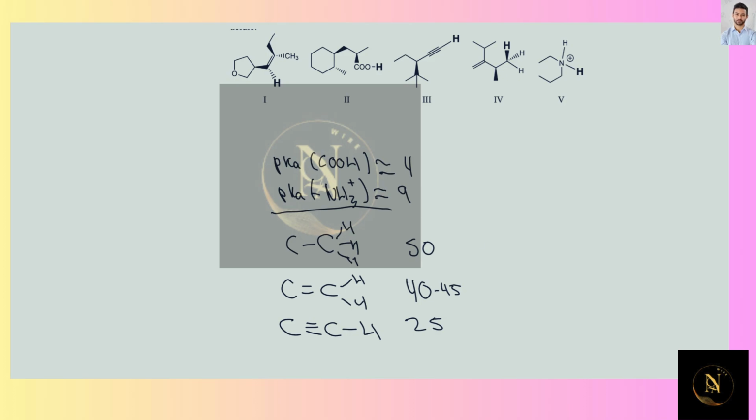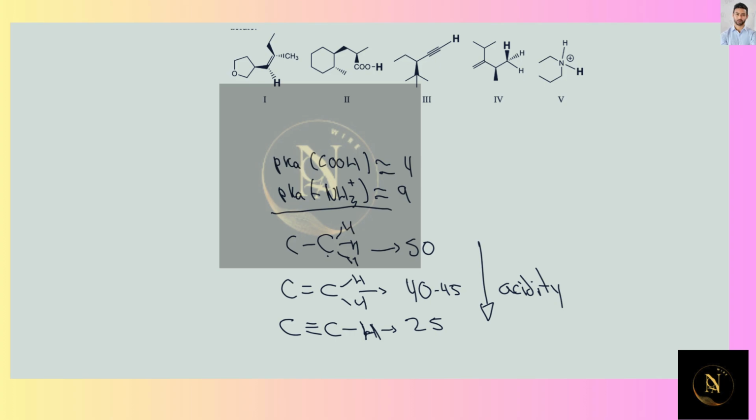That means that the acidity is going to increase with the more s character in the hybridization that we're going to have. So an sp3 carbon is going to be the least acidic, sp2 somewhere in between, and sp carbons are going to be the most acidic out of all of them.